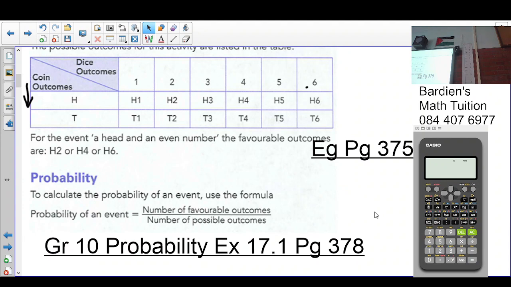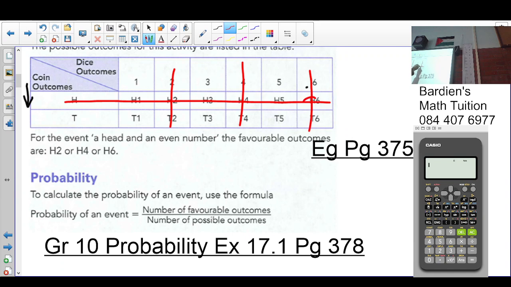Alright. For the event of heads and an even number, the favorable outcomes are H2 or H4 or H6. So heads and even numbers. Those are even numbers, so we do the overlap: H6, H4, H2. Are you all okay with that? Those are the favorable outcomes.